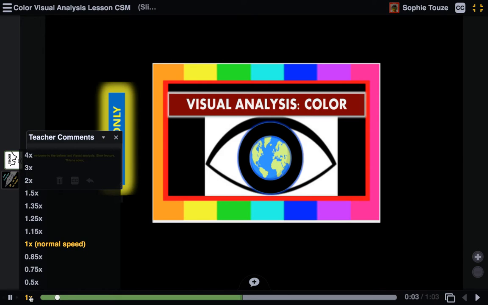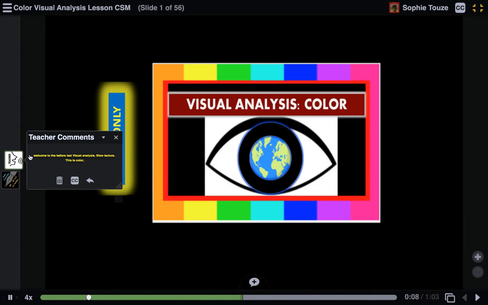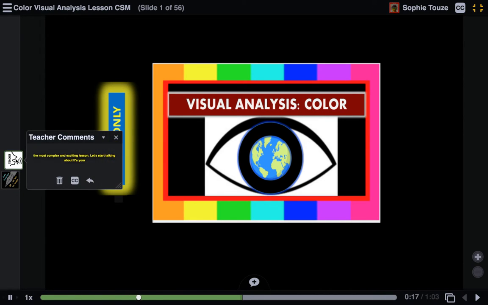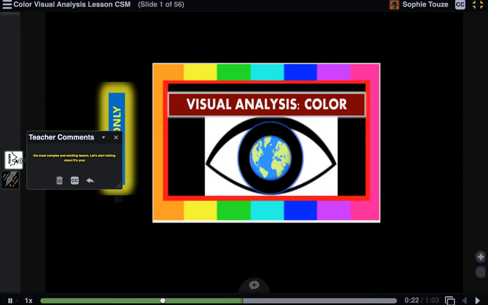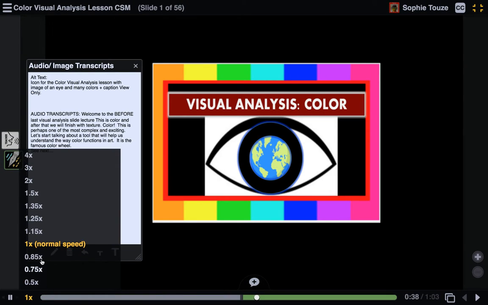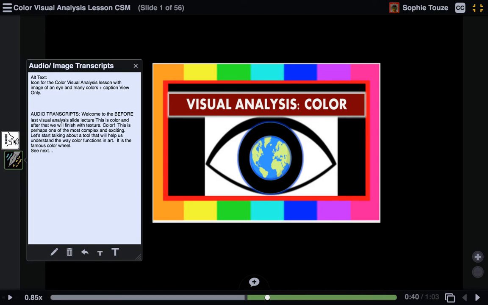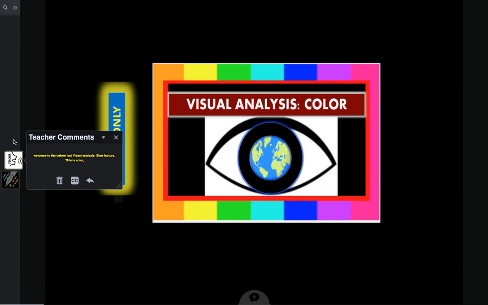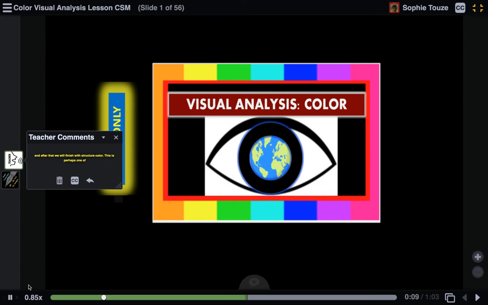Welcome to the before last this is called very fast. Now, normal and exciting lesson. Let's start talking about a tool that will help us understand. And now, a little bit slower than normal. Welcome to the before last visual analysis slide lecture. This is color, and after that, we will finish.